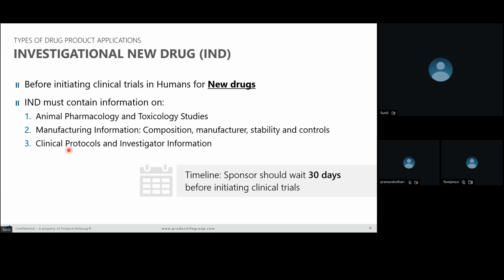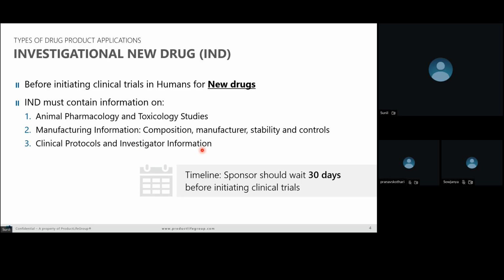Okay. So this is the second information. First information was about the accelerated and long term. 3 months data, both accelerated and long-term, for the IND application to start the clinical trials. And the third part that you have to give is the clinical protocols and investigator information.